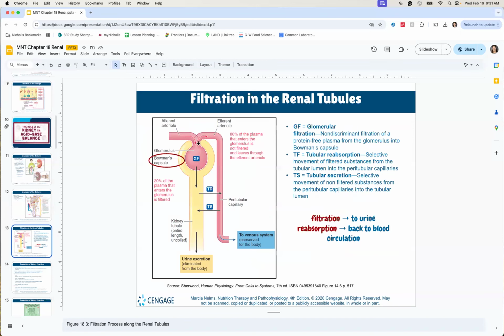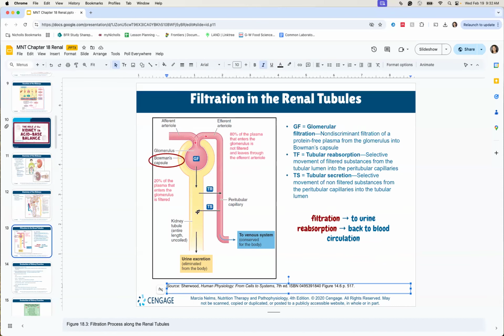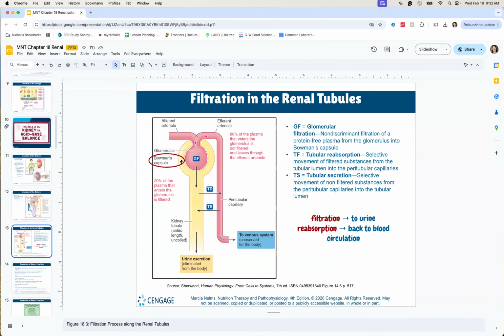Here's just another look. The afferent arteriole brings blood towards the glomerulus. The glomerulus filters that blood. If the glomerulus decides to put something into the urine or to filter it out of the blood, then it leaves the glomerulus and enters the Bowman's capsule and moves through the Bowman's capsule into the urine. If the glomerulus decides to reabsorb something, reabsorb means it stays in circulation.